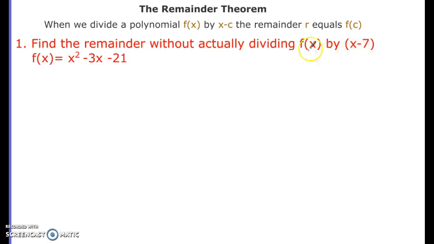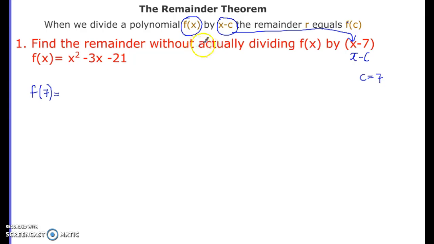So when we compare to the theorem, this is like our x minus c. So we can conclude that c is 7 in this problem, right? The remainder r will be equal to f of c, f at the number 7, okay? So let's read the question before I continue.